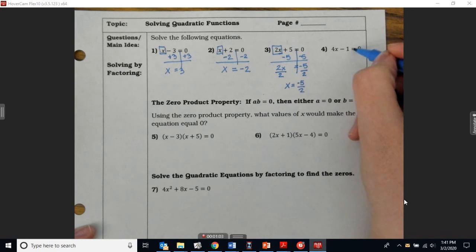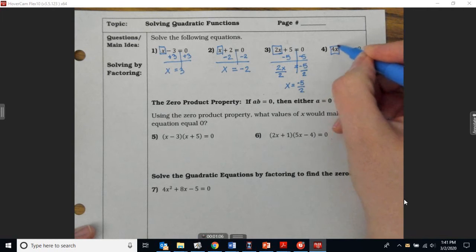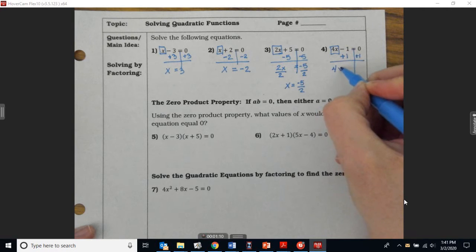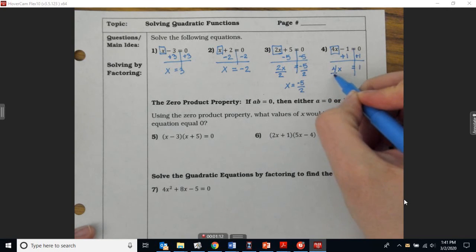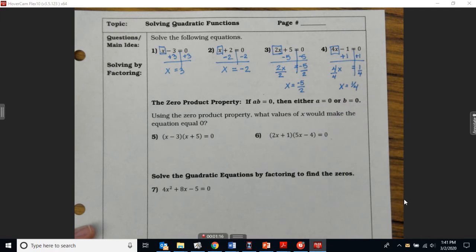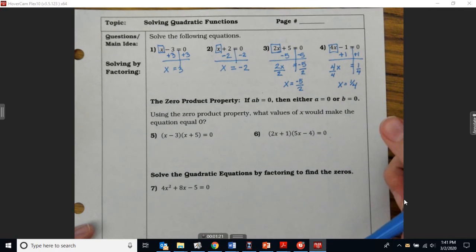And then on number 4, box in your variable, add 1 to both sides. And I get 4x equals 1, and we divide by 4, which means x equals 1/4. And we're going to need to use this information for what we're going to do here in a few minutes.